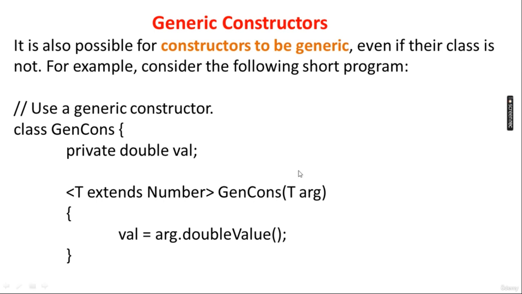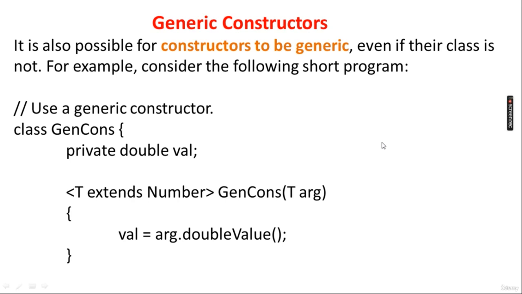Now we will see generic constructors. It is also possible for constructors to be generic even if their class is not. For example, consider the program. Okay, if a class is non-generic, its constructor can also be generic. Its method can also be generic.